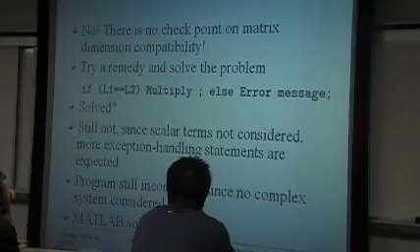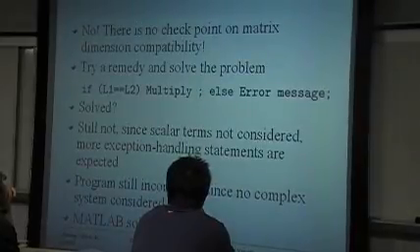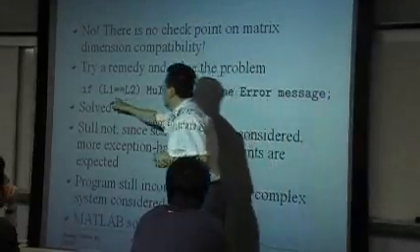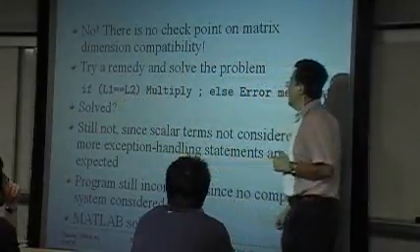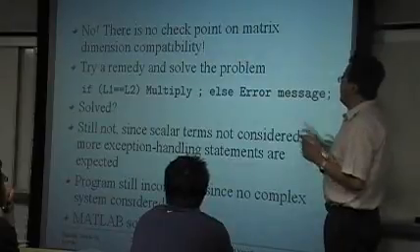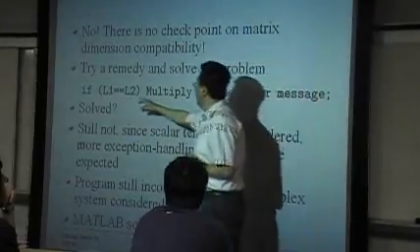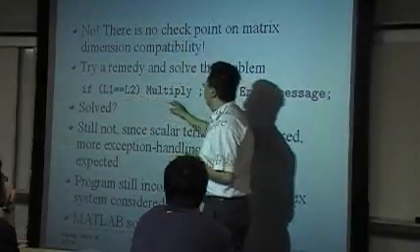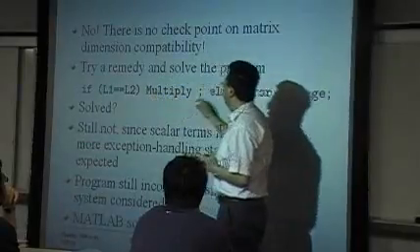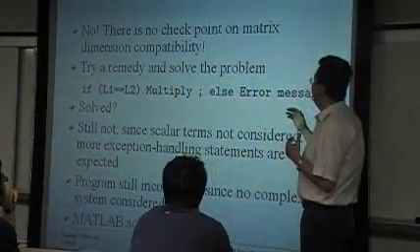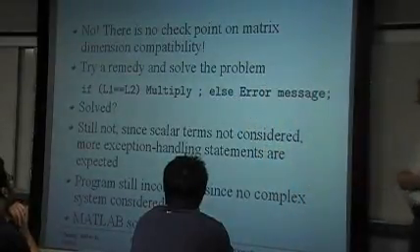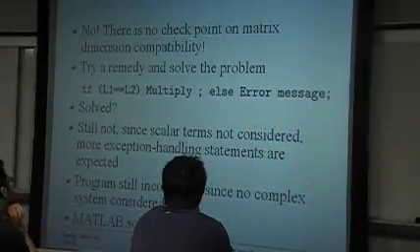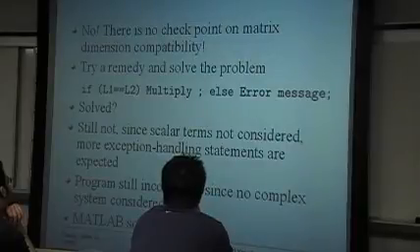And then you can write something like this. You can check whether the columns of the first matrix equal the rows of the second matrix. You have to give a command like this to check. If it's satisfied, then we can perform the multiplication. And if it is not satisfied, we can give an error message. So it seems that the problem is solved, but it is not solved.